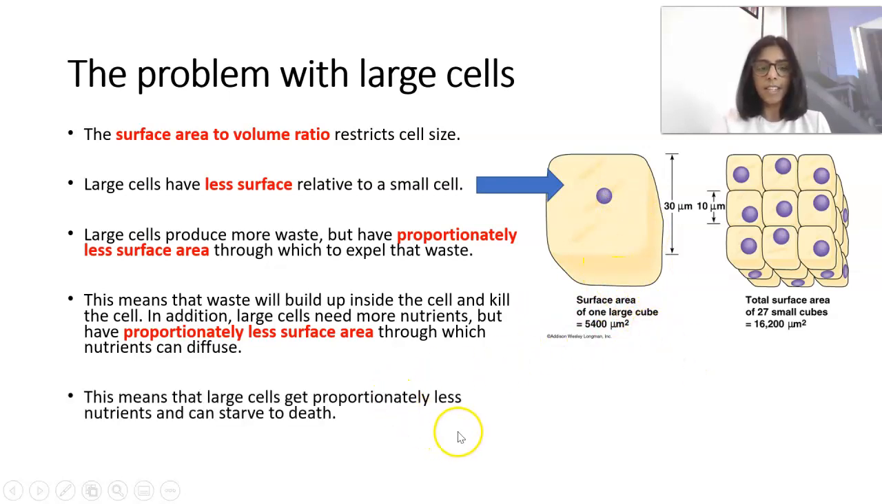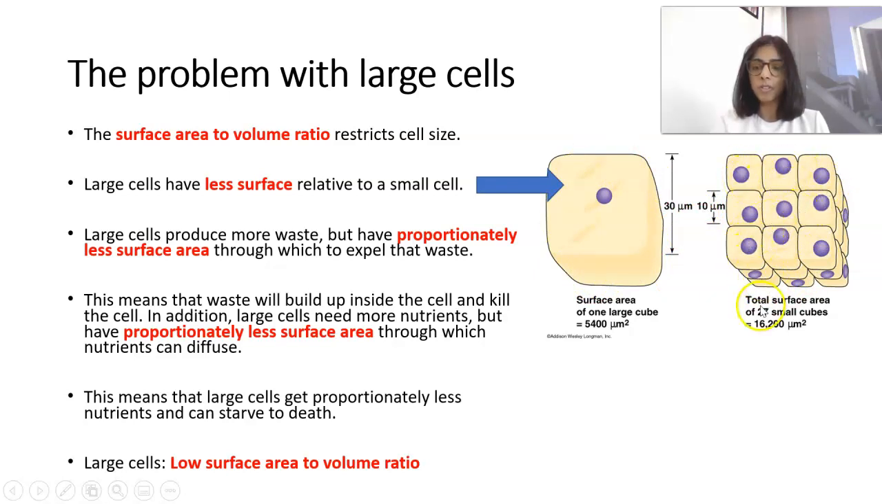So what we are saying here is that large cells get proportionally less nutrients and can, in colloquial terms, starve to death. So the main point of what we're looking at here is that a large cell has less surface with the same volume. So it has a low surface area to volume ratio compared to the same volume chopped up into much smaller cells.